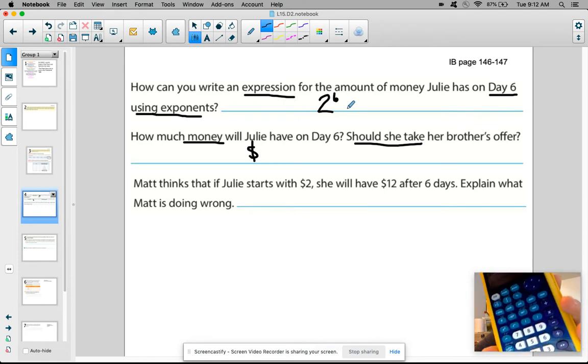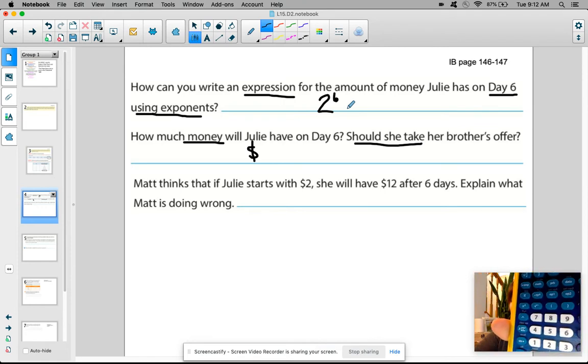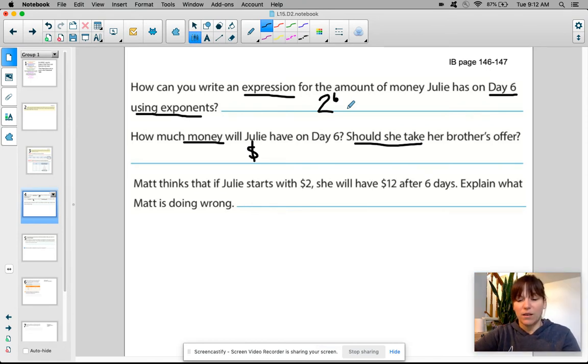Remember that exponent key we learned about? There it is, next to the 7. So you can pop that into your calculator. 2 to the 6th power is 64. So 2 to the 6th power, and then we have 64. So is $64 a better deal than 40? Let me think. Yes, I'd rather get $64 than 40. And so, yes, she should take her brother's offer.